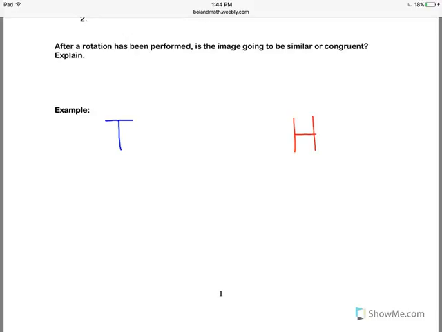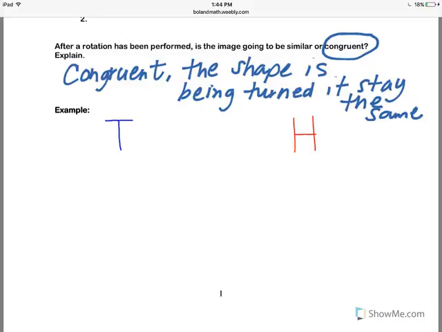Something else that you need to know about rotations is that after the rotation has been performed, the image is always going to be congruent, because the only thing that you're doing is turning the shape on a graph. It's congruent because the shape is being turned and it stays the same.